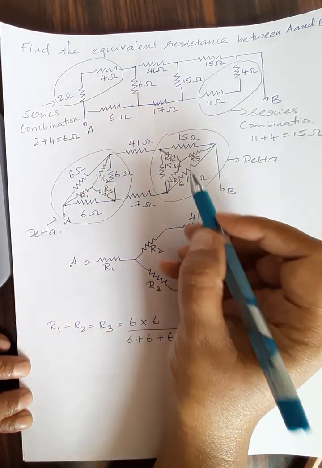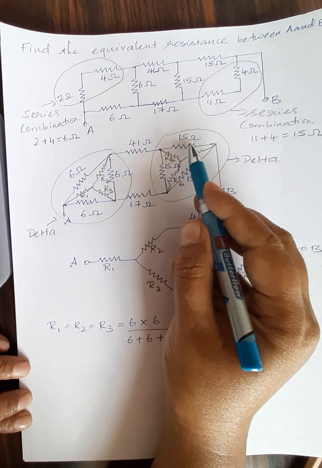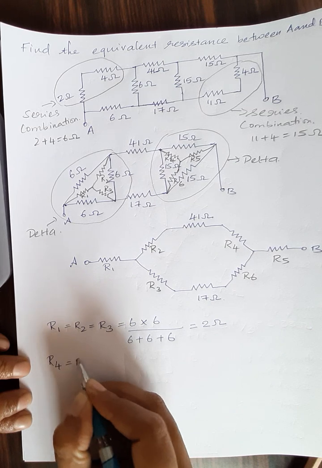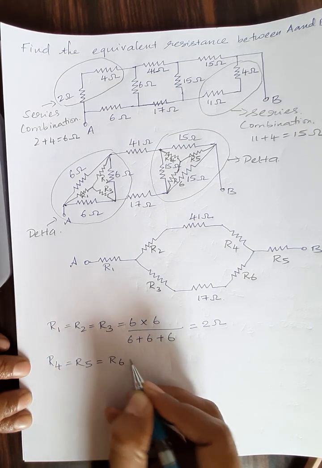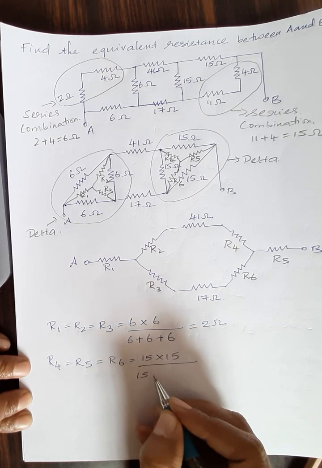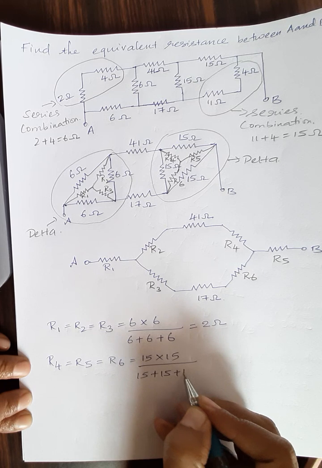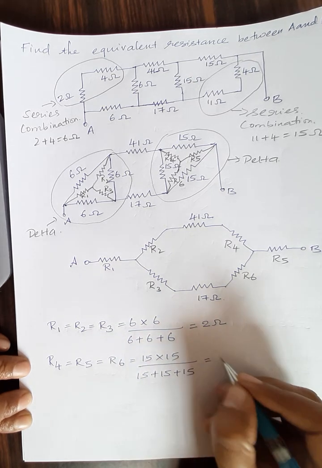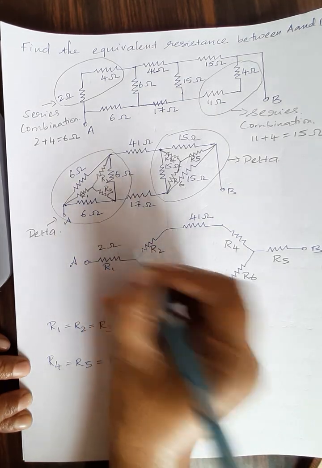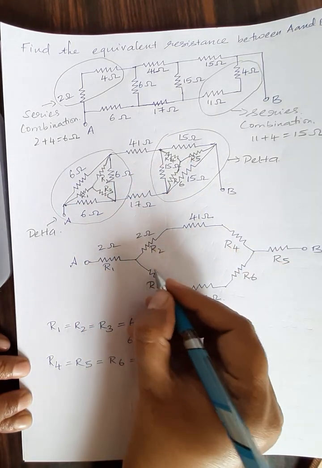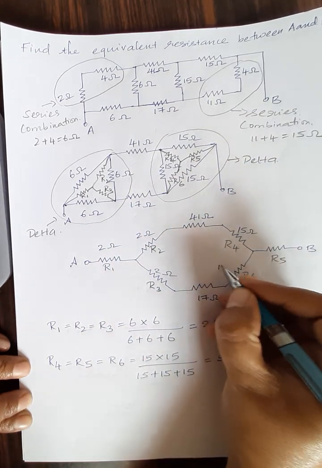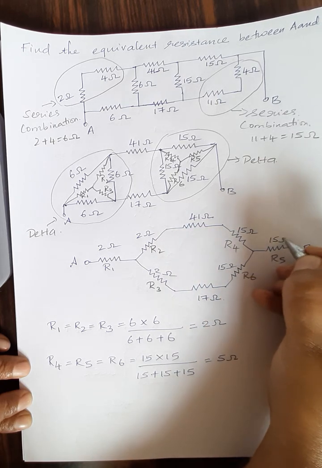Similarly, here also if you observe the delta circuit, all the resistances are having 15 ohm, 15 ohm and 15 ohm. So R4 will also be equal to R5 will also be equal to R6 because same resistances values are there. It becomes 15 into 15 divided by 15 plus 15 plus 15. You will get 5 ohm. Now write these values. R1 is 2 ohms, R2 is 2 ohm, R3 is 2 ohm, R4 is 15 ohm, R6 is 15 ohm and R5 is 15 ohm.